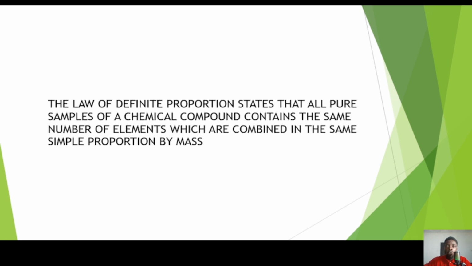The next law we need to understand in our understanding of stoichiometry is what we refer to as the law of definite proportion. Another name for this law is the law of constant composition. So let's get to it. It states that all pure samples of a chemical compound contain the same elements which are combined in the same simple proportion by mass. What exactly does this mean?